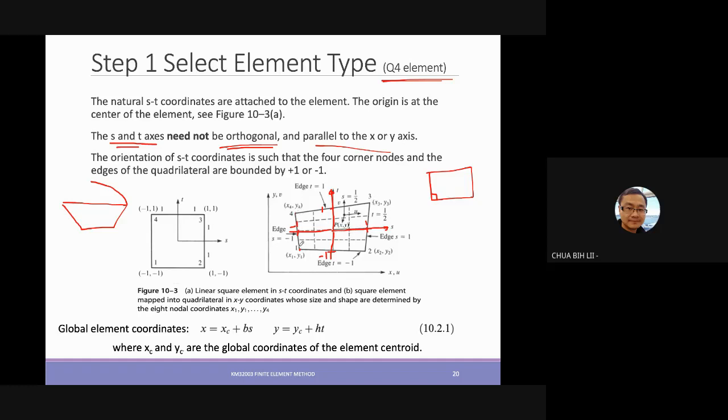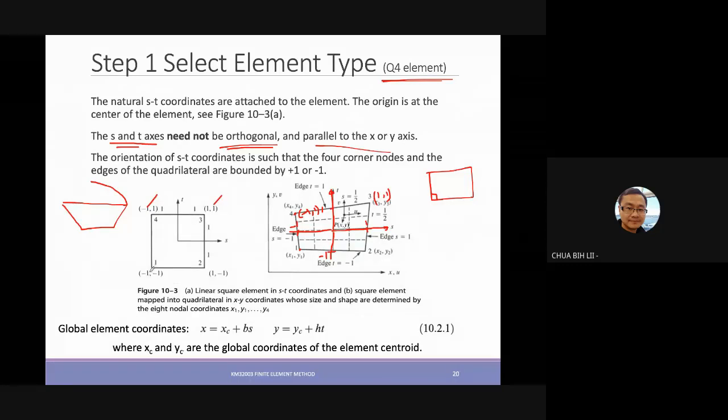This knot, let's say this knot, basically will take as the S, which is -1, and the T is 1, in the natural coordinate. Very straightforward, very easy to get. For this knot number 3, this would be 1 and 1. So you don't have to take the parallel side and also the orthogonal. It will just reflect directly like this. That's why in the computational way, it's very easy to formulate.